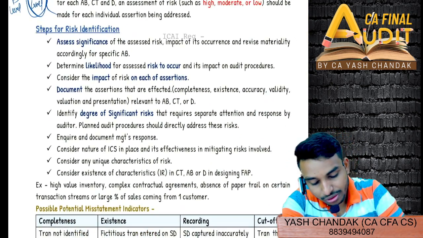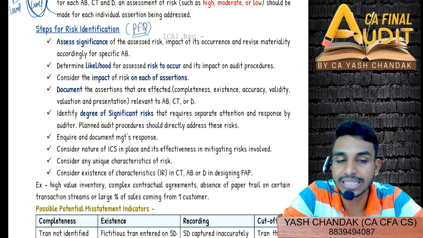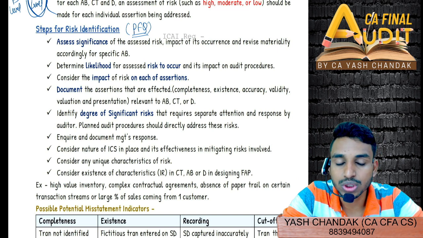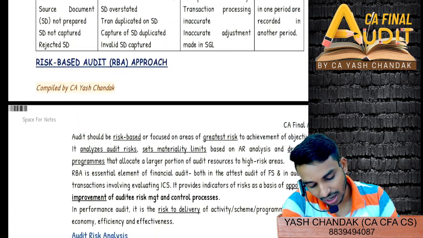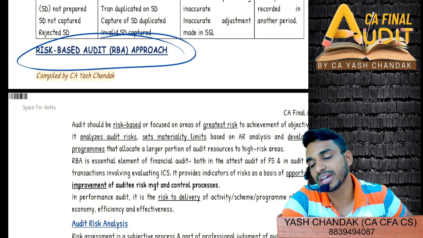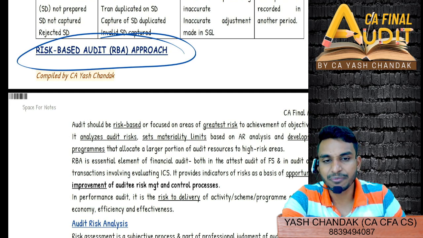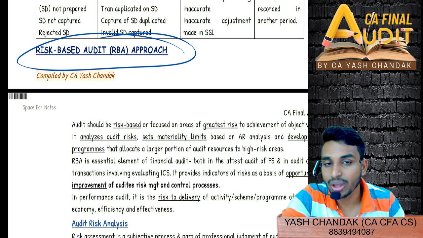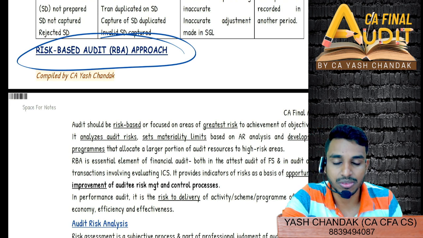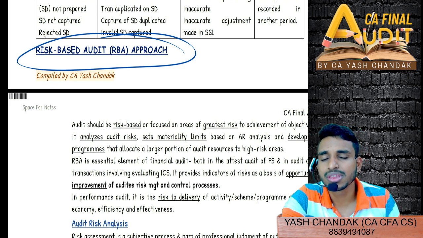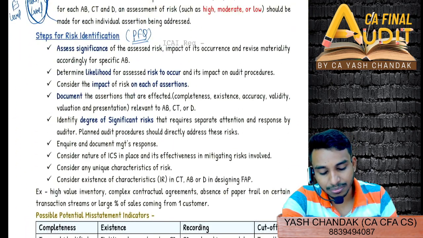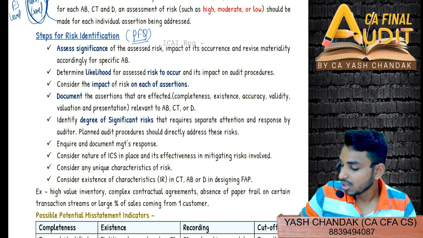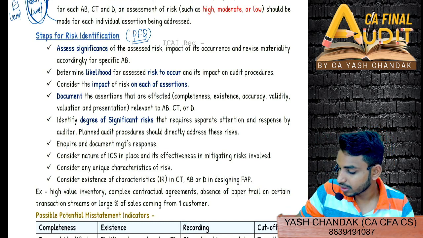Now we'll come to steps for risk identification, which I believe is an important question that can be asked to you anytime from chapter 3. Whatever four questions we are going to do now are very important, because after this risk-based audit approach was changed stepwise, it hasn't come in exams till now, so it may come. However, they have given this in the MTP and RTP. Till now it hasn't been asked in the exam, even after the changes. So that is really, really important.